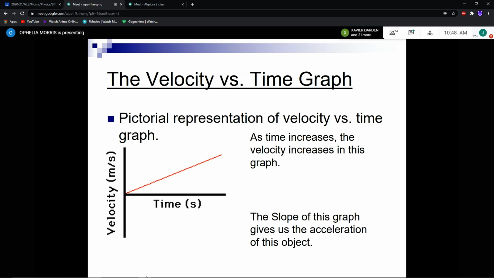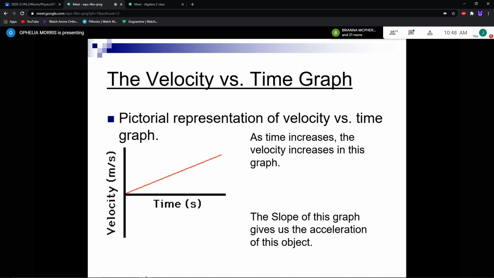So if you go back to your reference table, what is the formula for acceleration? You guys remember? Delta V over delta T. You see that? So delta V is in the numerator, and T is in the denominator.